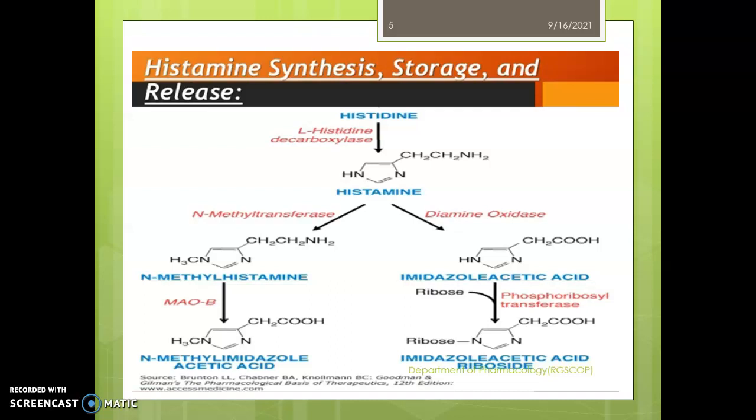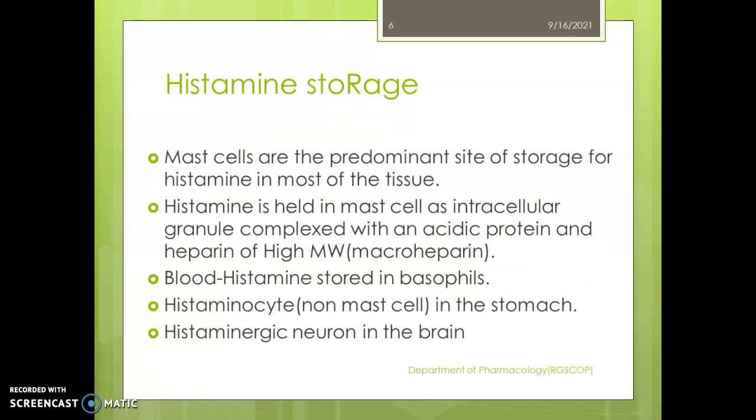When we go to the next slide, histamine storage. Where does it get stored? Mast cells are the predominant site of storage for histamine in most tissues. As I already told you, hist means tissue, and amine, so tissue amine. In mast cells, histamine is held as an intracellular granular complex with an acidic protein and heparin of high molecular weight.